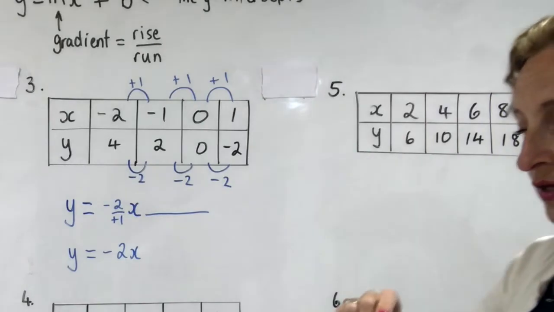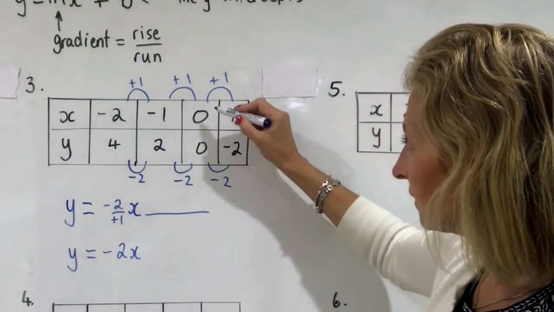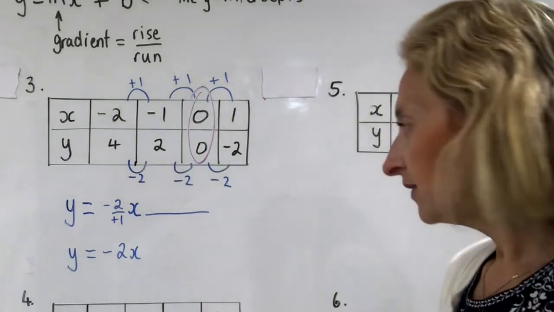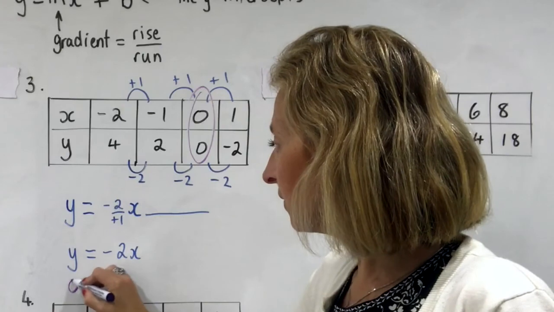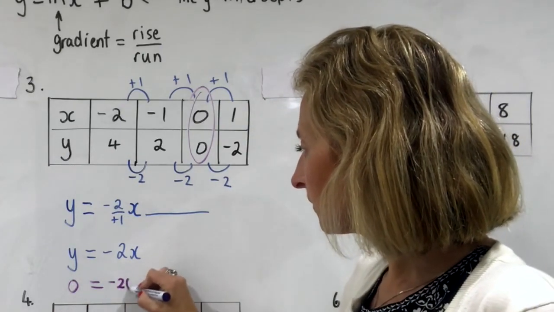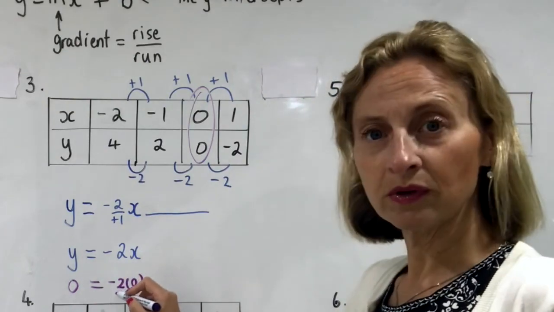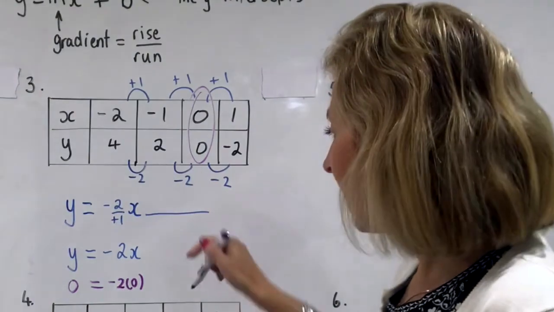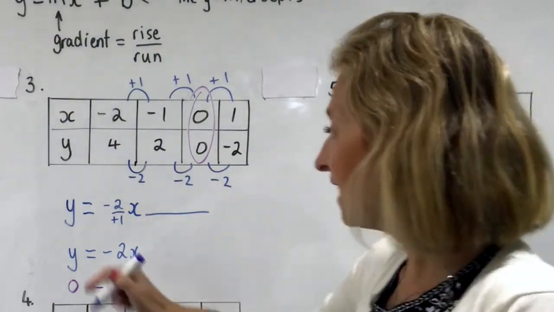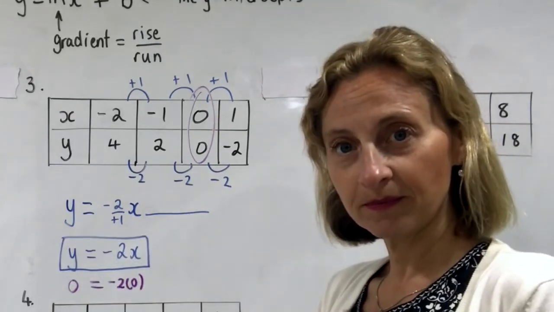I need to substitute in a point. What's going to be the easiest point, you think, to substitute in? Well, 0 is looking like a nice number to put in, isn't it? So over here I have 0 equals minus 2 times 0. Well, that's pretty good. 0 equals 0. Well, 0 does equal 0. That means that there's nothing to add. I won't need to add anything. So it works. So that's my equation.